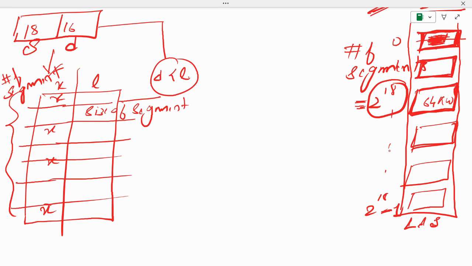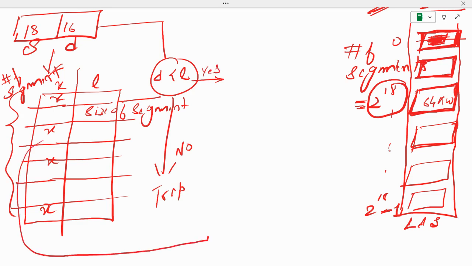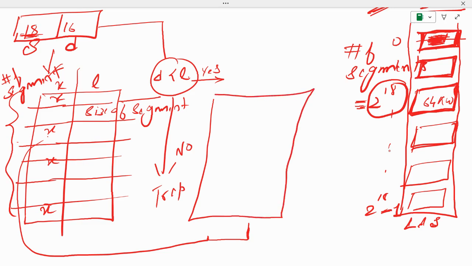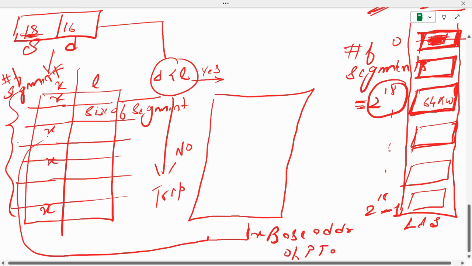So first we are just comparing if D is lesser than L. If it is a no, then it is a trap. If it is a yes, then we take the X from here, the X corresponding to whatever segment the CPU tries to access. So X is the base address of the page table of that segment. So we are first loading the page table of that particular segment. So this is X, the base address of the page table of the segment the CPU has accessed.